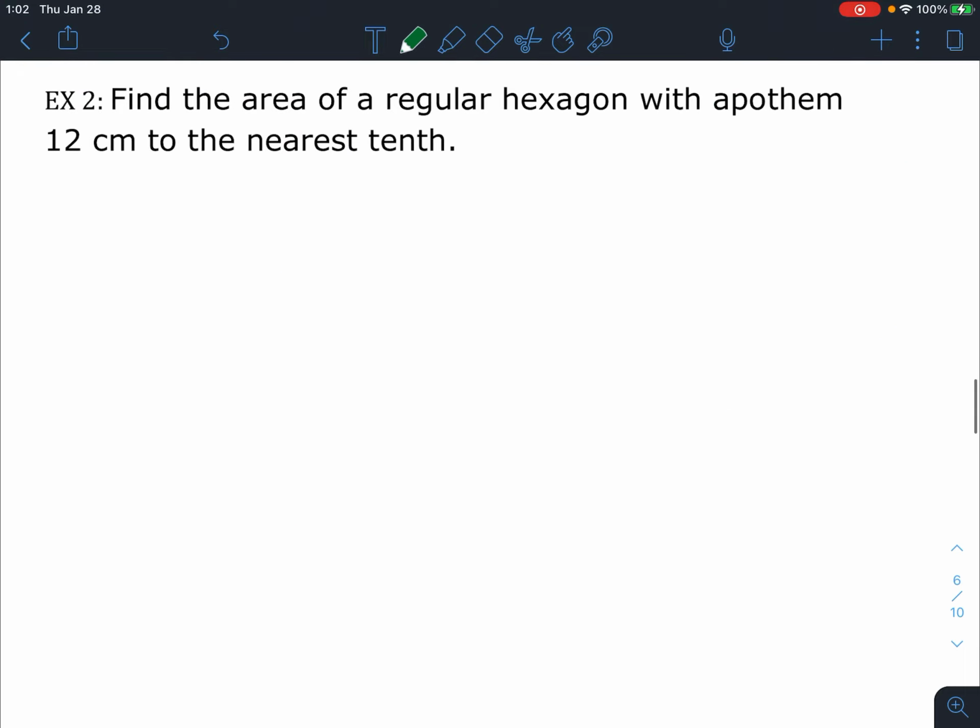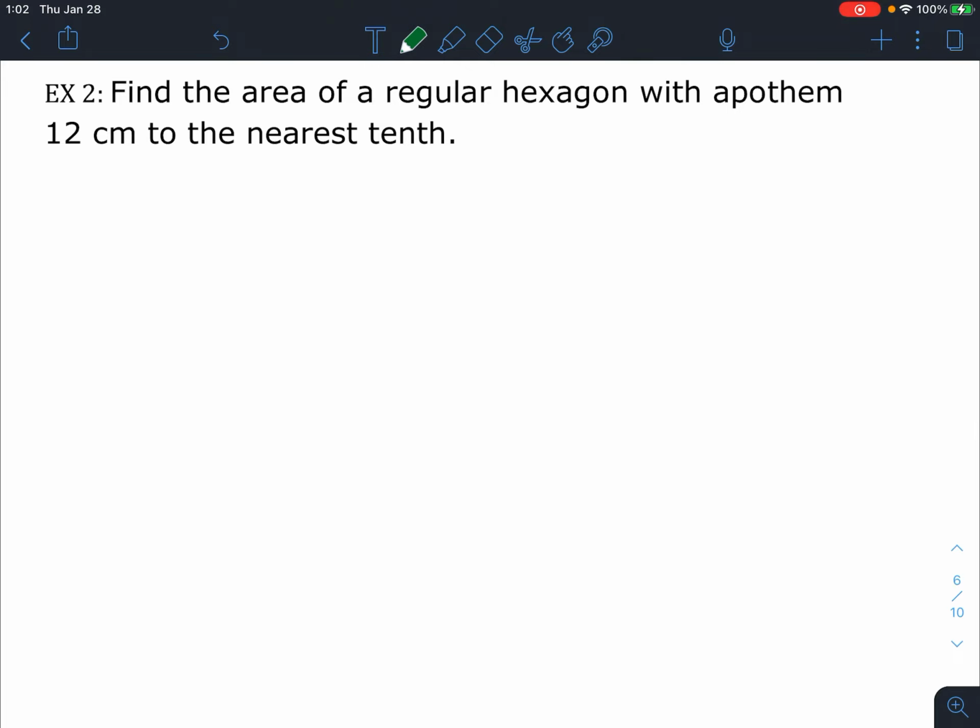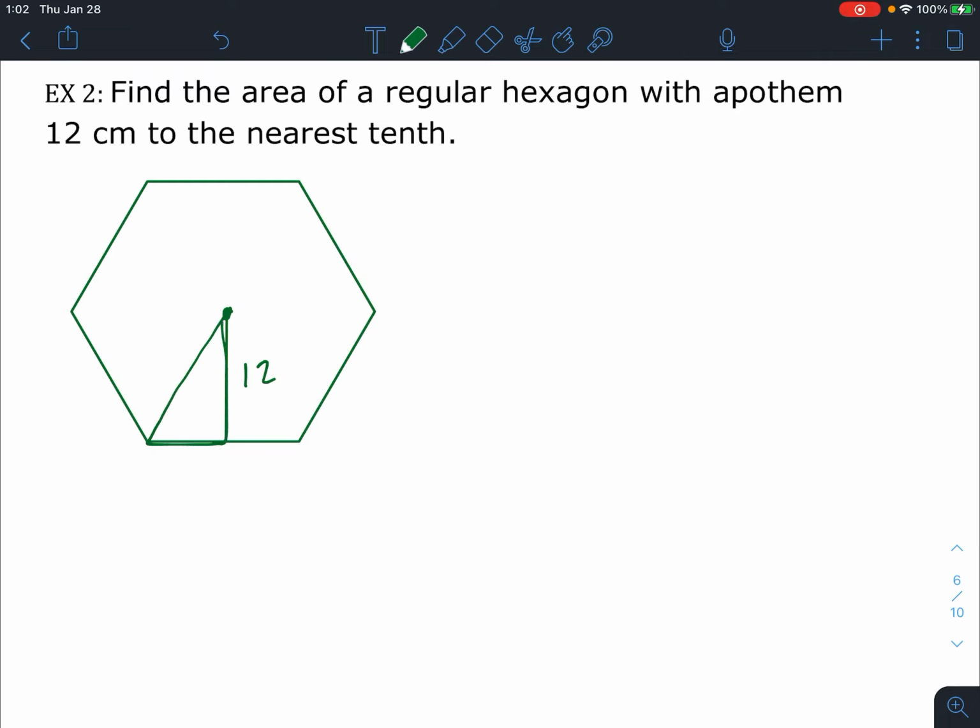Second one, find the area of a regular hexagon, 6 sides, with apothem 12 centimeters to the nearest tenth. All right, let's draw a hexagon. Find the center. Draw in an apothem, which we know is 12 centimeters. And draw in a radius as well. So I'm going to draw that triangle bigger again. We know this is 12. We don't know this side. I'm going to call it X, and we don't know the radius, so I'll call it R, but again, we don't need that for anything.